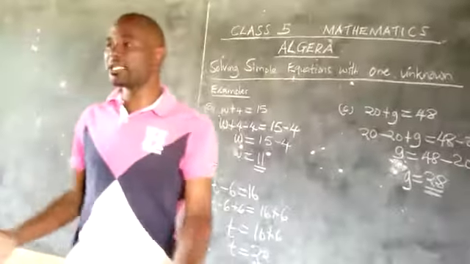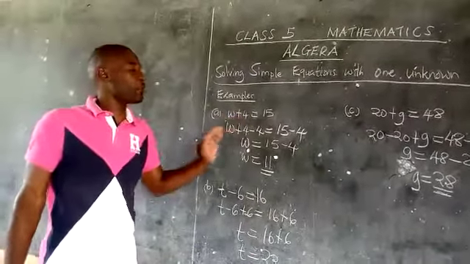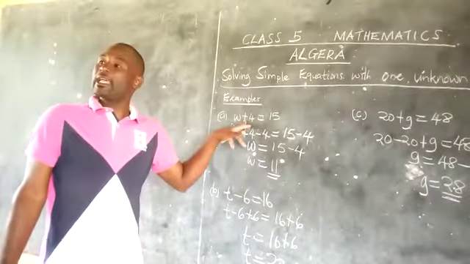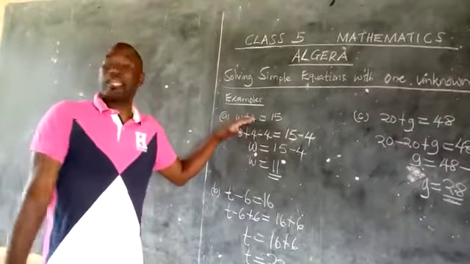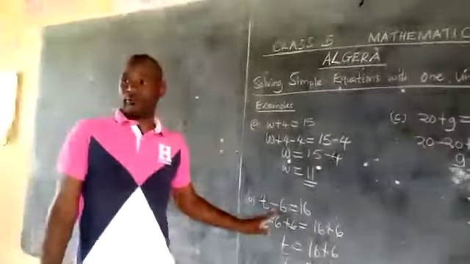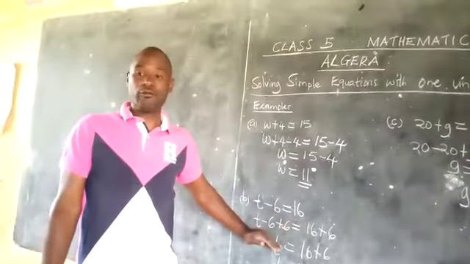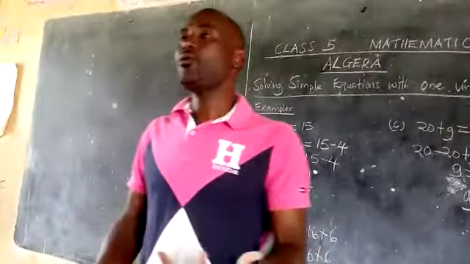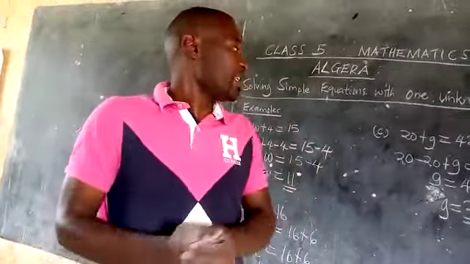What I am insisting on is the operation sign. If the operation sign is addition, on the left hand side you subtract on both sides of the equal sign. Then if the operation sign is negative, you add on both sides of the equal sign. So that's how we get the value of the unknown in an equation.